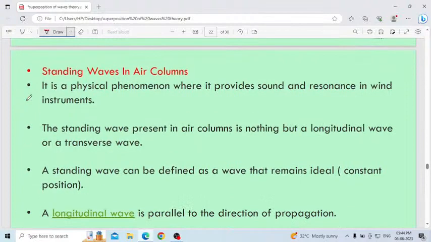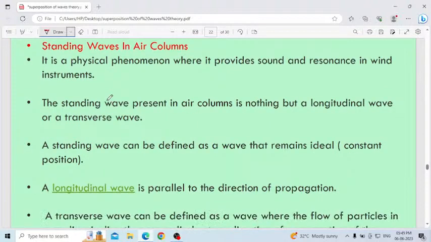Standing wave, let us discuss a few more characteristics of a standing wave in the air column. Always remember what is meant by air column. A hollow tube, inside the hollow tube filled with air. Sometimes both the ends are open, sometimes one end is closed. If one end is closed, that one we will consider a closed end air column. It is a physical phenomenon where it provides sound and resonance in wind instruments.